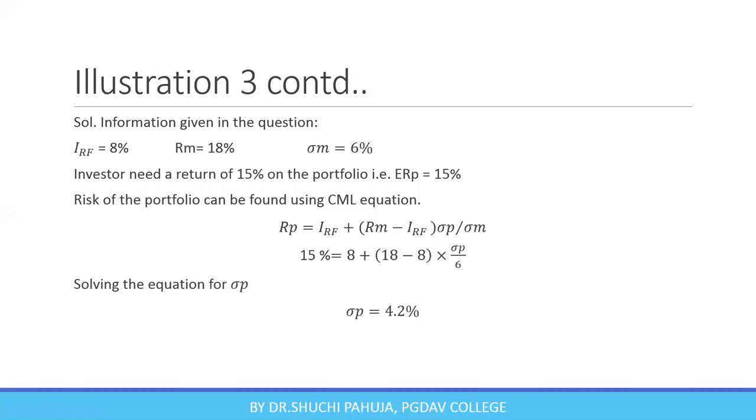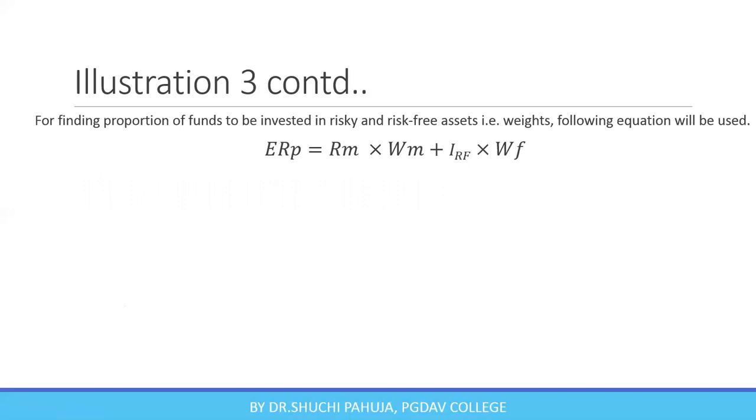Now, the next part of the question says, in what proportion should you invest in risky and risk-free assets? That means weights are to be found. For that, you can use this equation, expected return of the portfolio. This we did in portfolio risk and return. Expected return of the portfolio is nothing but the weighted average return on individual securities. Summation of that is the expected return of the portfolio. Here it is RM into WM plus IRF into WF.